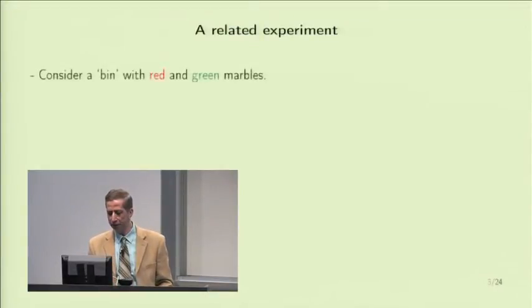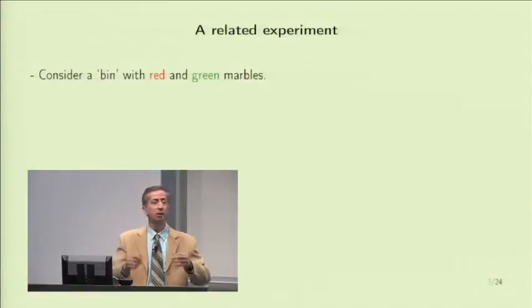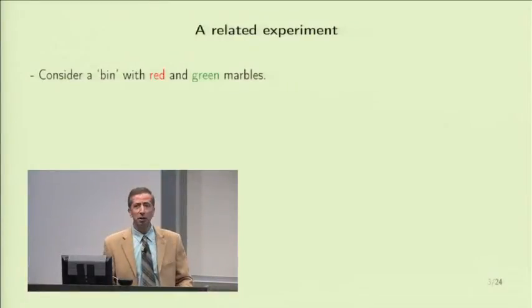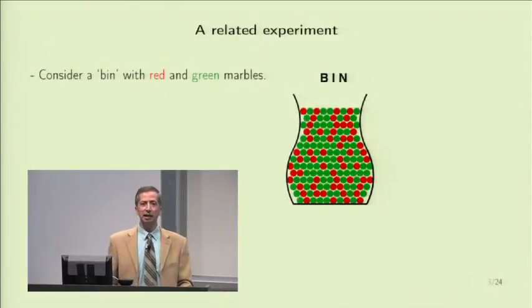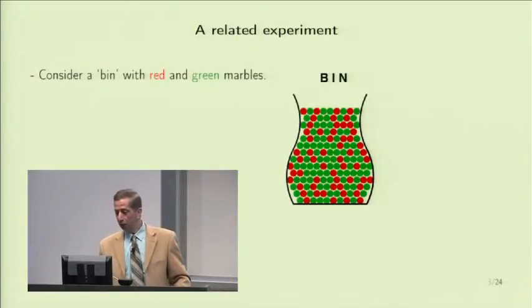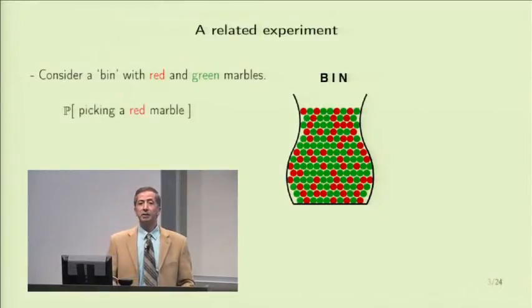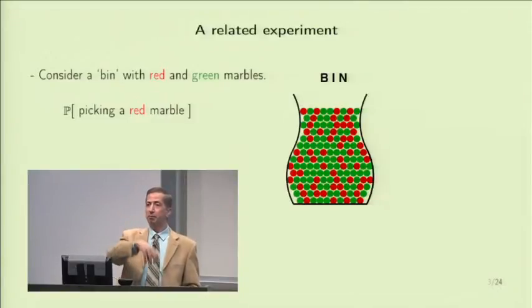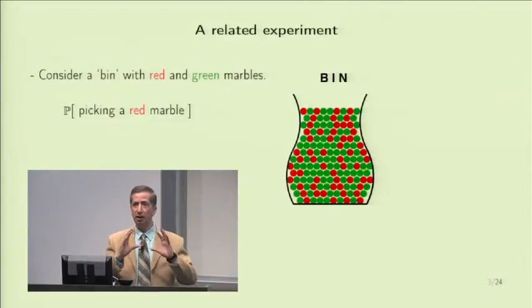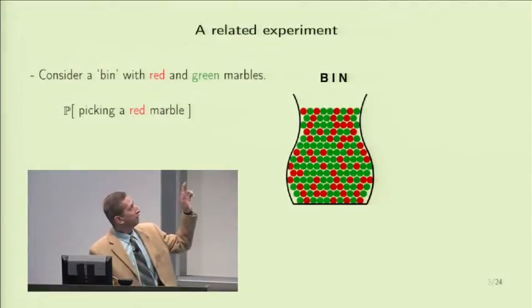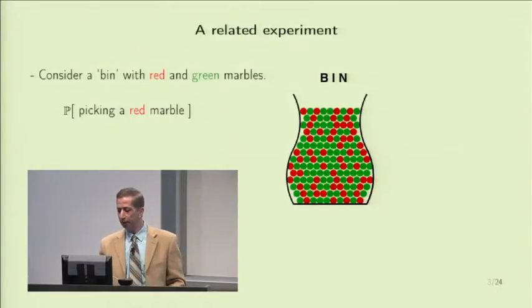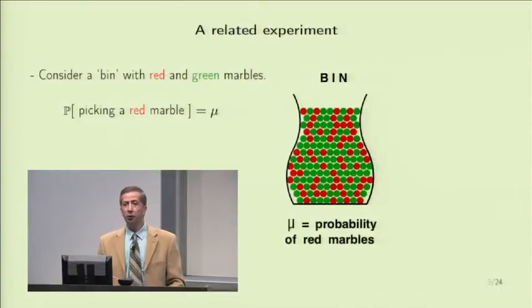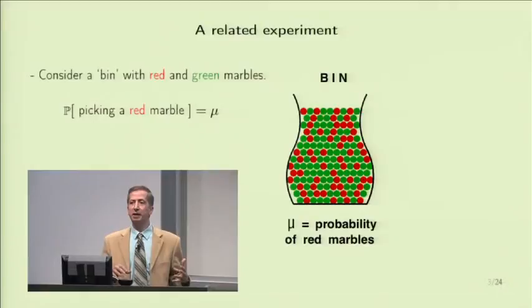Consider the following situation. You have a bin, and the bin has marbles. The marbles are either red or green. Okay, that's what it looks like. And we are going to do an experiment with this bin. The experiment is to pick a sample from the bin, some marbles. So let's formalize what the probability distribution is. There is a probability of picking a red marble, and let's call it mu. Okay? So now you think of mu as the probability of a red marble.